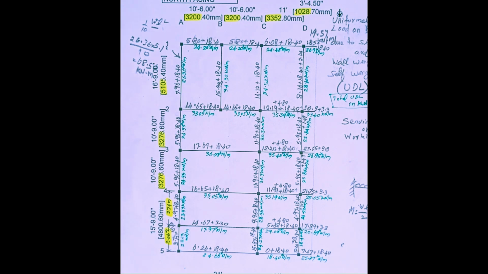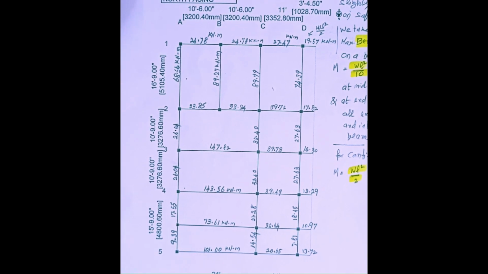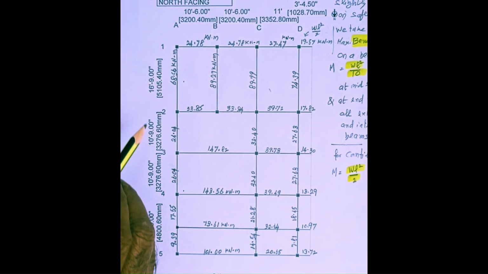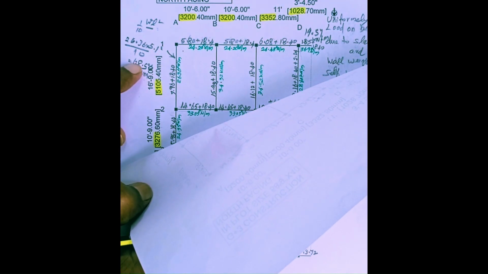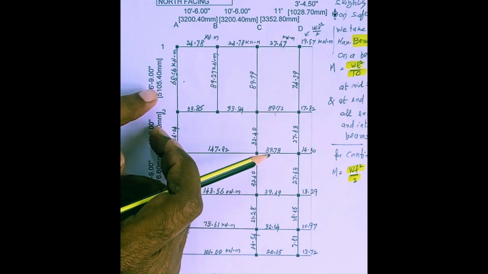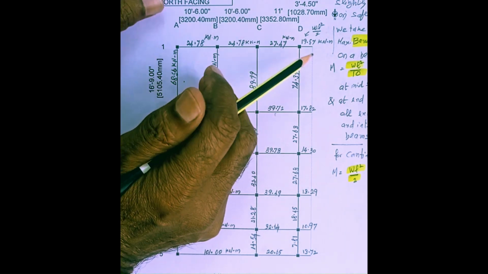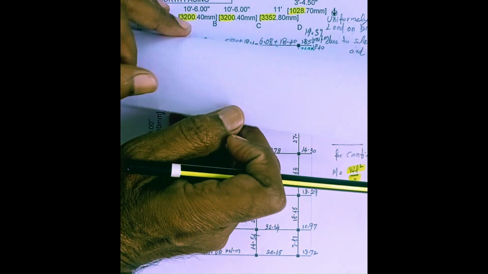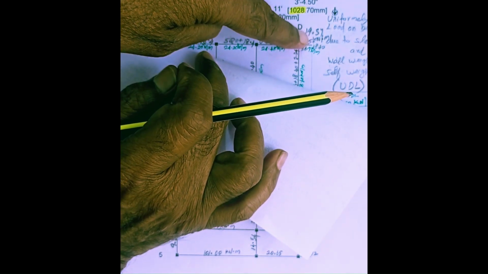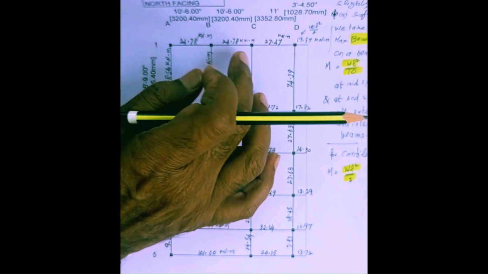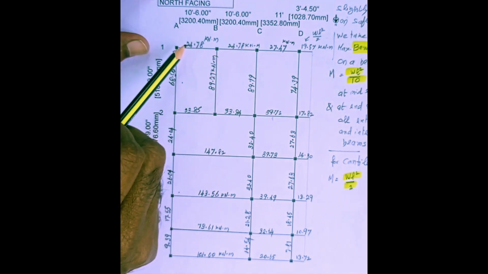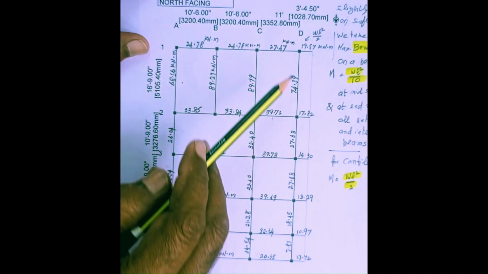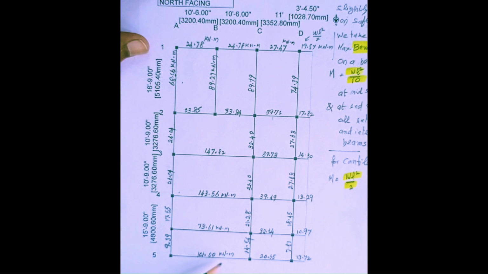These bending moments I have already calculated and written here. This is 68.56, as we have already done. 68.56 is here, that I have brought here. This is the cantilever bending moment. We have already calculated it as 19.56. This I have brought here as 19.56. Similarly, I have calculated the maximum bending moments on all the beams.